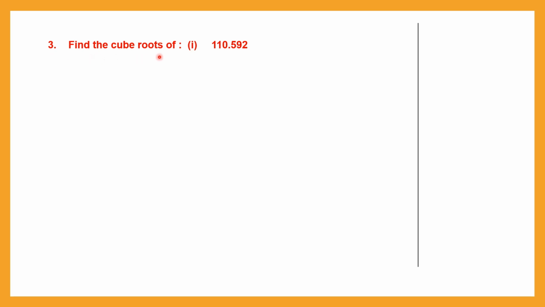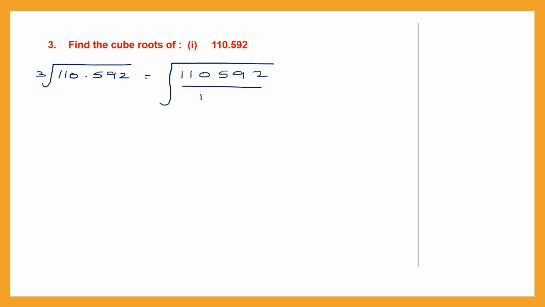Question 3. Find the cube root of, first one, 110.592. Okay, so we have to find the cube root of this decimal number, that is 110.592. Now remember, to find the cube root of decimal numbers, what do we do? We put them in the form of a fraction. So we remove the decimal point and we write the number. Then we give it a denominator, 1 followed by zeros. Count the number of decimal places, 1, 2, 3. So there are 3 zeros, 1, 2, 3, and the cube root of this.